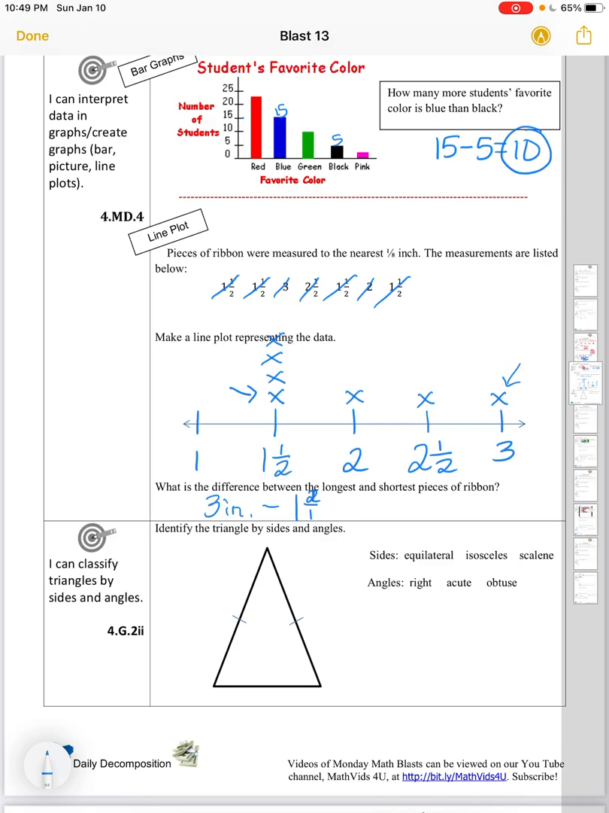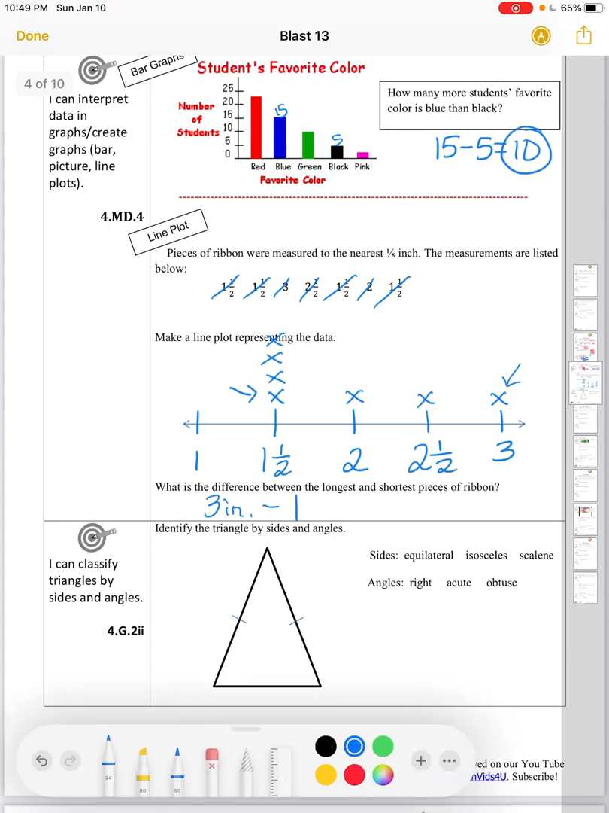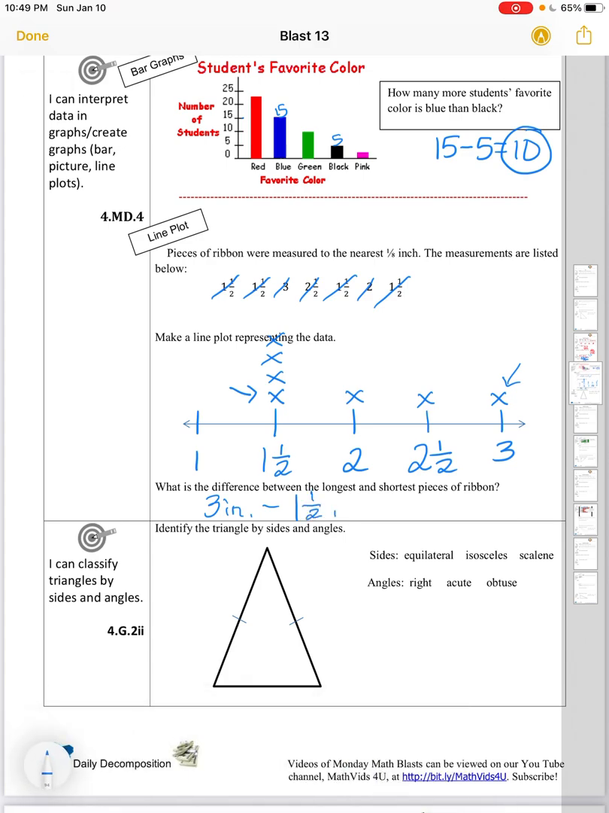So, whoops, what did I do there? 1 1/2. We're going to clean that up real quick. 1 1/2 inch. And so we now can subtract. 3 inches I know is the same thing as 2 and 2/2, because 2/2 makes another whole. But that allows me to take that 1 1/2 away. So looking at the whole numbers, 2 minus 1 is 1, and 2/2 minus 1/2 is 1/2. So the difference is 1 1/2 inch.